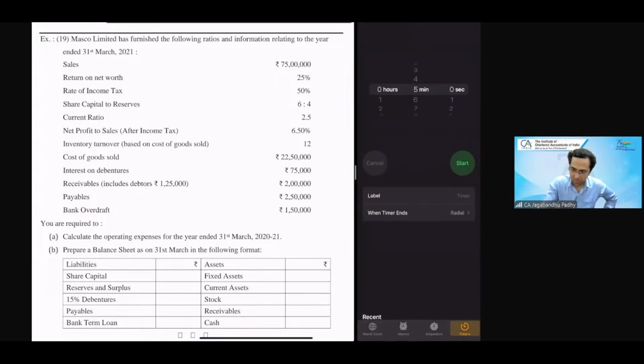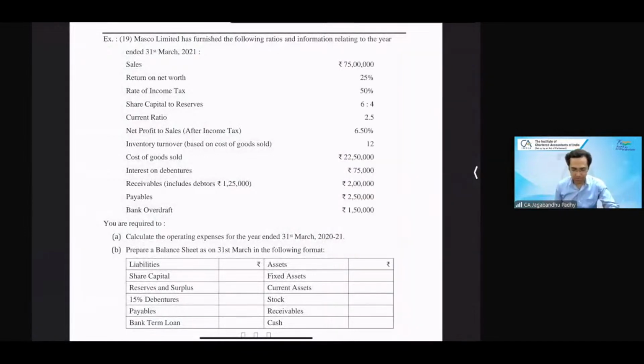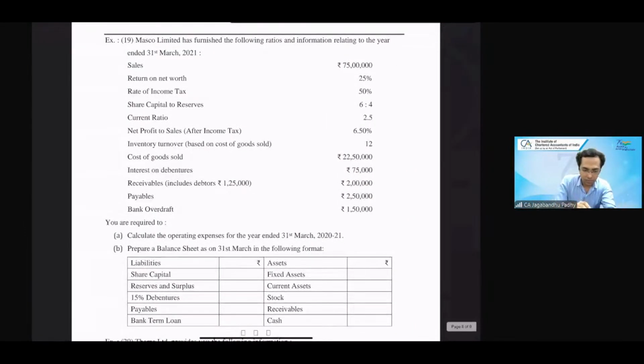Okay, guys, so time's up. Let me get started with it. You can just verify the solutions then. Let me copy it to my Excel file quickly. Prepare a balance sheet like this.